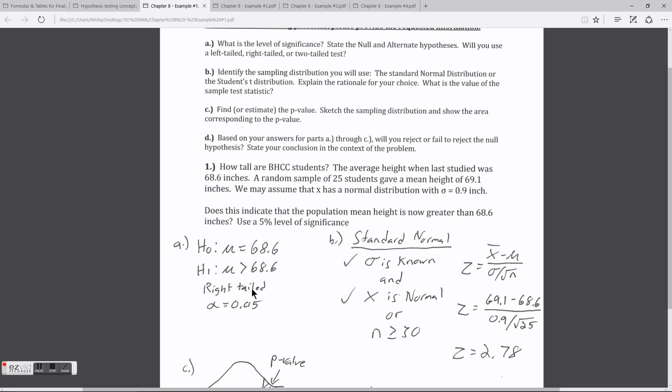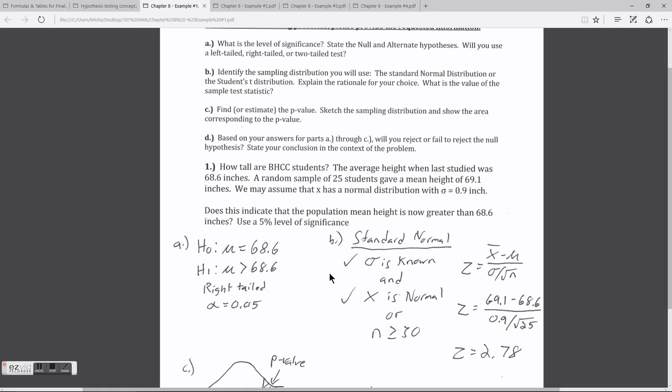This type of test is called a right-tailed test because we're going to compute a probability down on the right tail of a distribution. And we're going to use a 5% level of significance, which is our value for alpha. The level of significance, again, is the probability with which we are okay in being wrong and rejecting the null hypothesis. In other words, at the end of the test, if there's less than a 5% chance I'm wrong, I'm going to reject my initial claim that the average height is 68.6 inches.